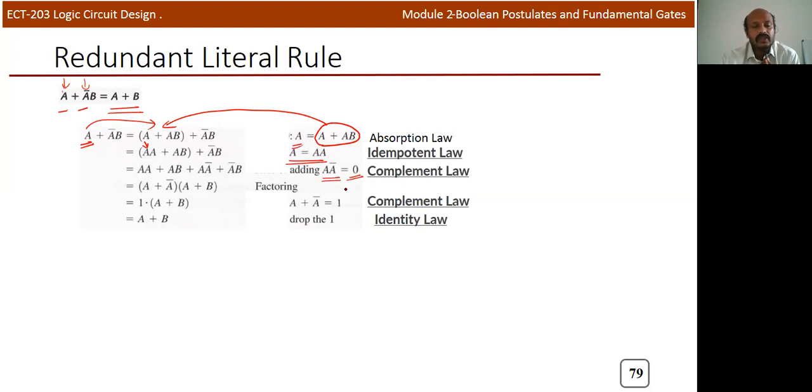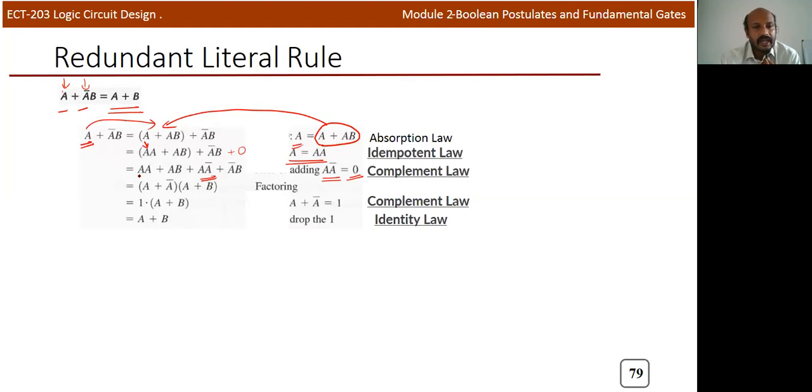A into A bar is equal to 0. So instead of writing A plus 0 here, I'll write A into A bar an extra time. It will not change the result, since A into A bar is 0. So I will add an extra term here, and now we can perform the factorization.